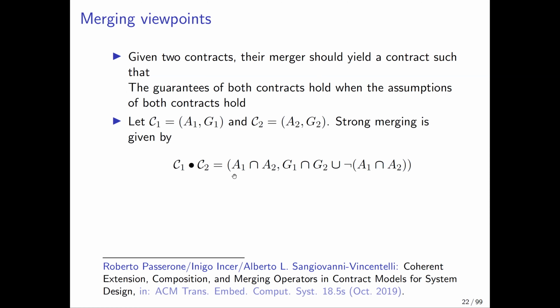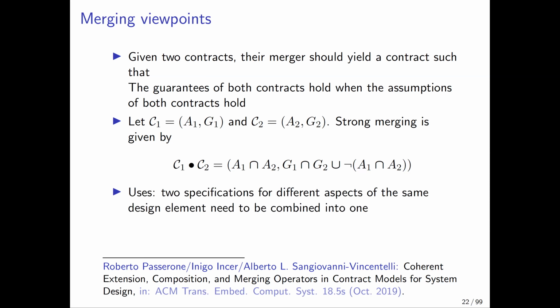So this is what is called strong merging. The two assumptions hold, and as a result, the two guarantees are going to hold, okay? We tend to use this merging operation in order to bring multiple viewpoints together. And in practice, we have found it to be quite useful to do this, right?